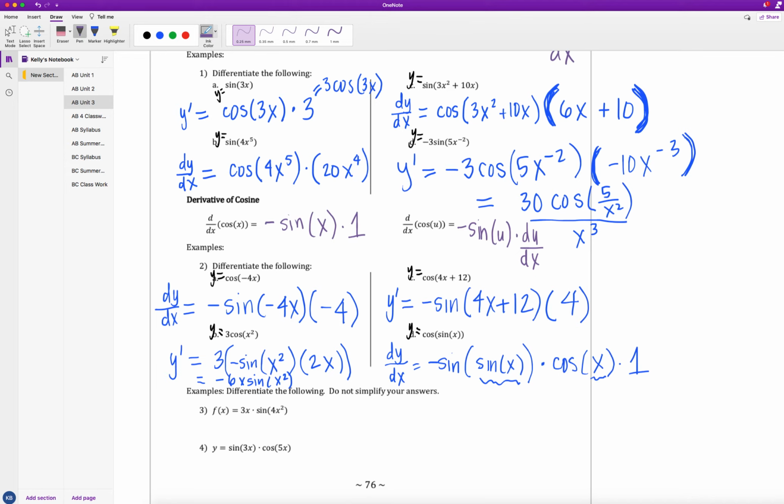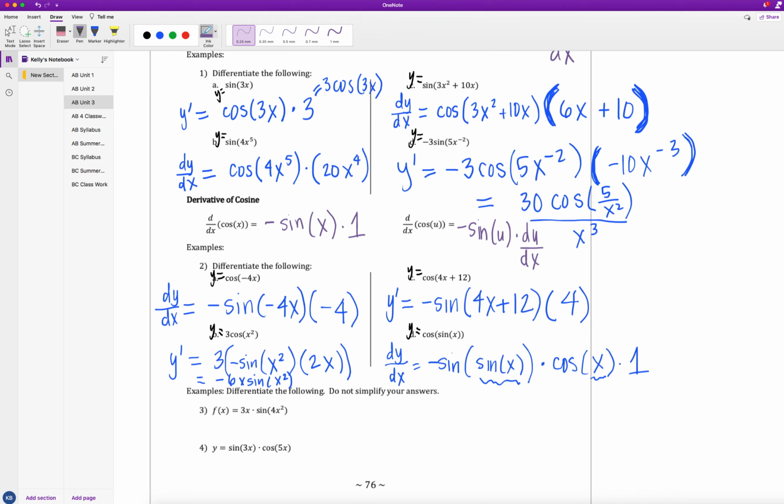And two, when you're first starting out, you do want to leave stuff unsimplified. So as you're checking work, you can see if you made an error with one of the derivative rules or if it was more of a computational error. So let's look at example 3. We have f of x equals 3x times sine of 4x squared.